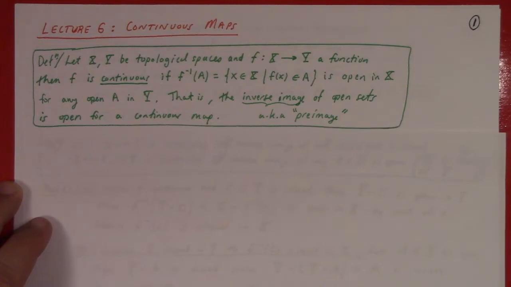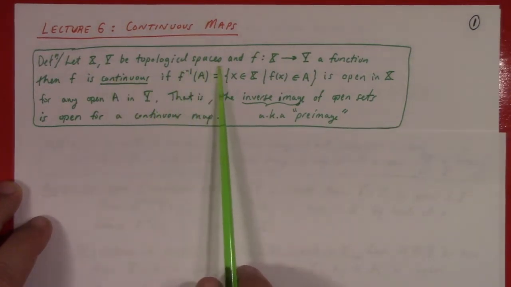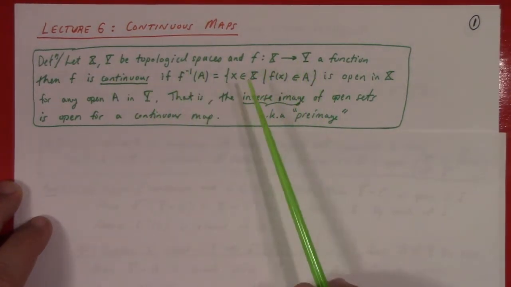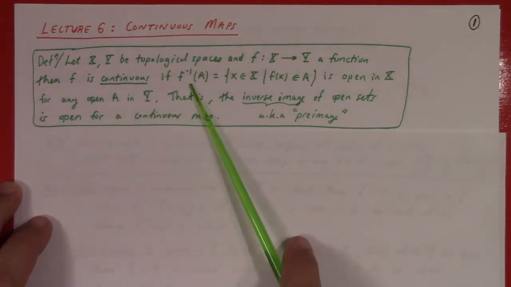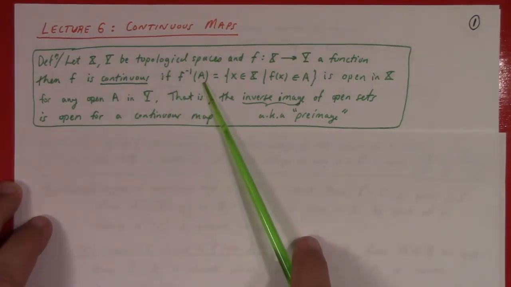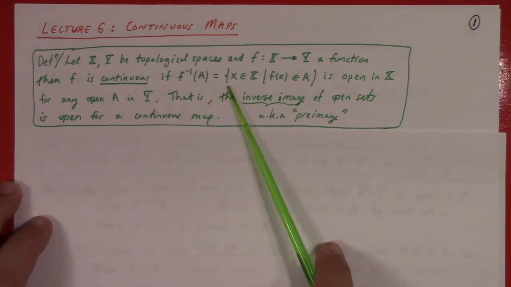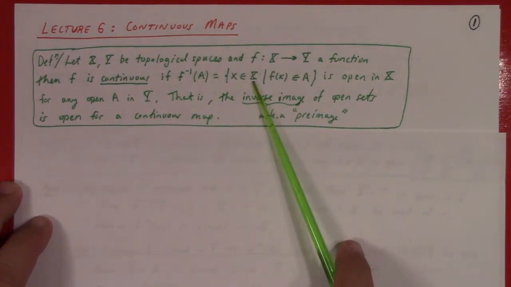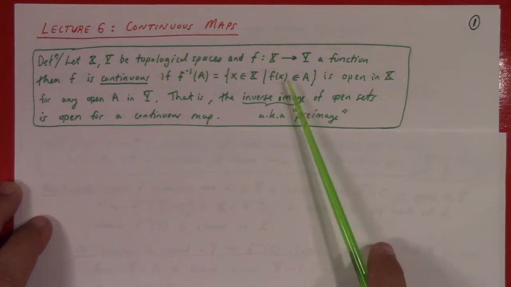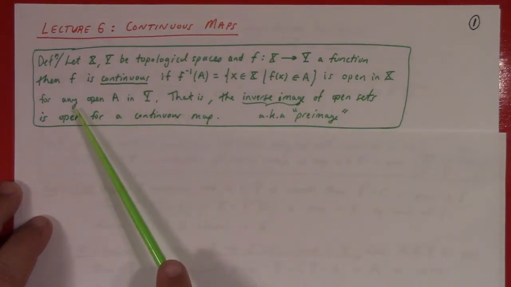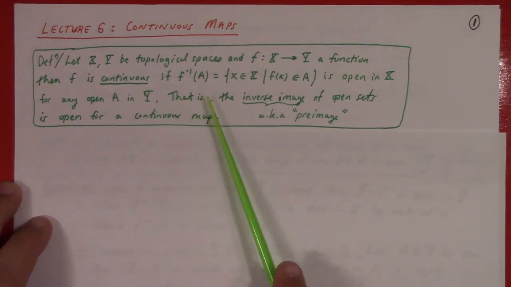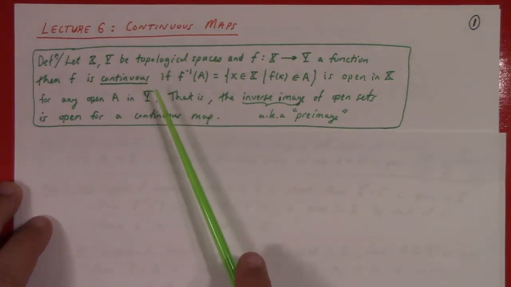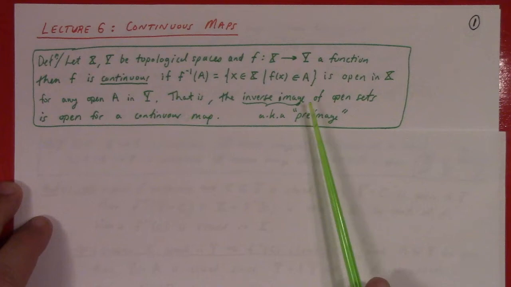So here it is. X and Y topological spaces, f a function from X to Y. f is continuous if the inverse image of A, which is defined to be the set of x in X such that f(x) is in A, is open in X for any open A in Y. In other words, a continuous function is one for which the inverse image of open sets is open.